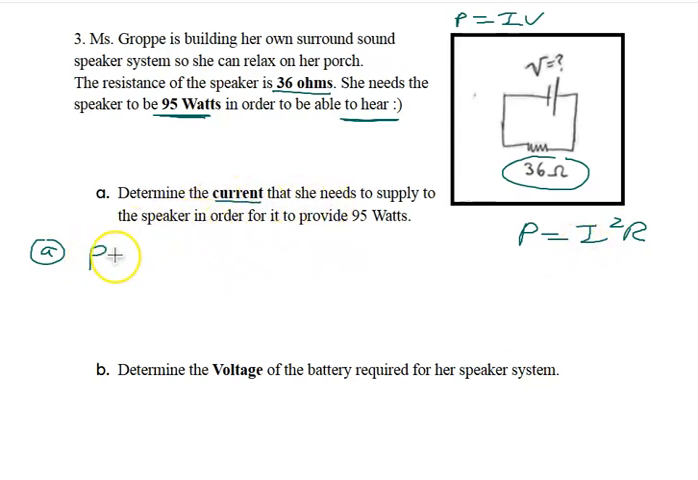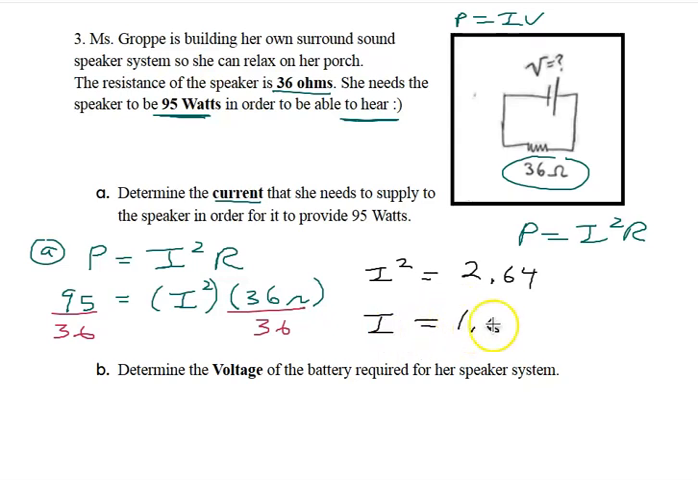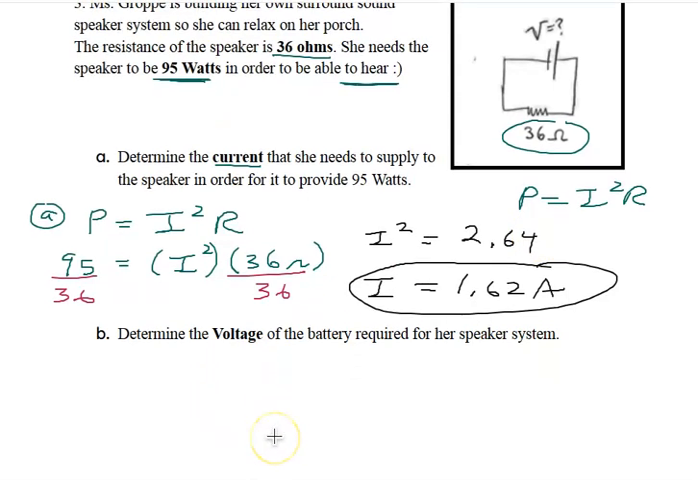So we're going to start with power equals I squared R. We want the speaker to be 95 watts. And that's going to be the current that we don't know squared times 36 ohms. Divide both sides by 36. And you get that the current squared is 2.64. And then you take the square root of both sides and you get 1.62 amps. All right, so I need 1.62 amps.